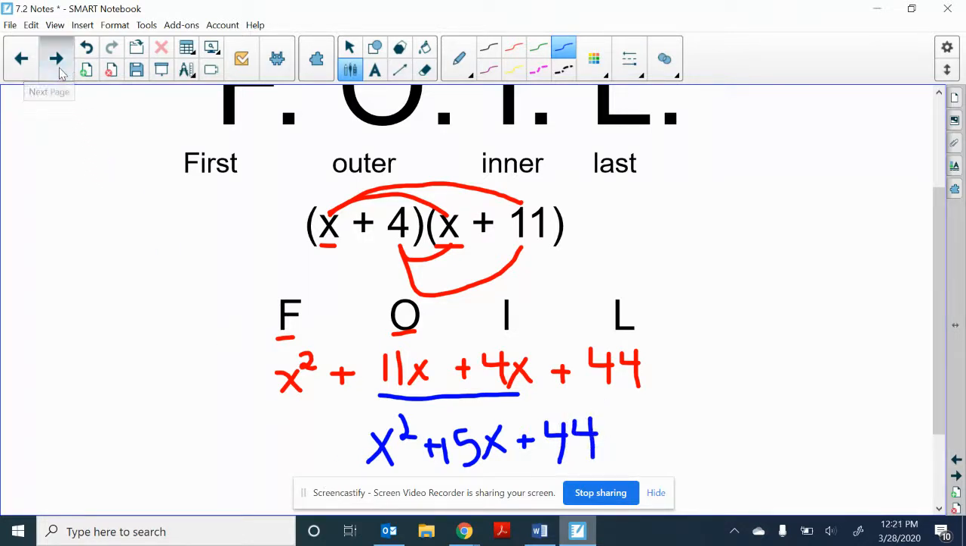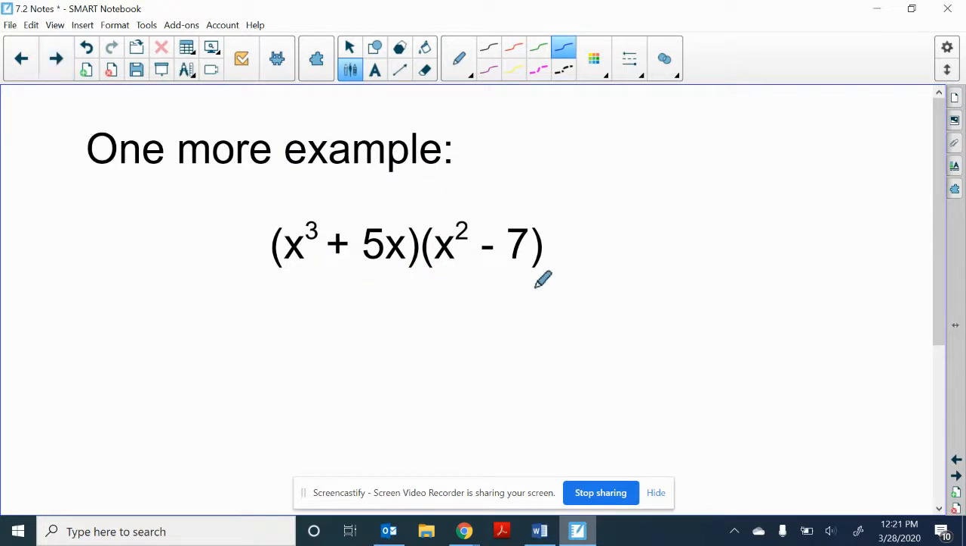Okay, one more example using FOIL. It's slightly more complicated. Okay, let me use my finger. This is going a little slow. First, outer, inner, last. My first, x cubed times x squared is not x to the 6th. You multiply two numbers with the same base, you keep the base, and you add the exponents. So it's x to the 5th.